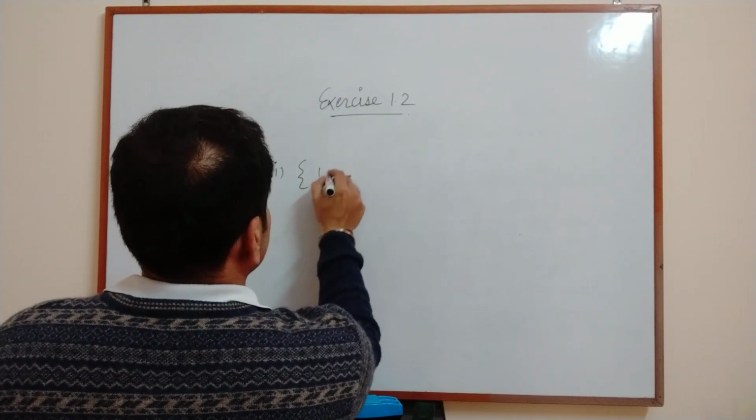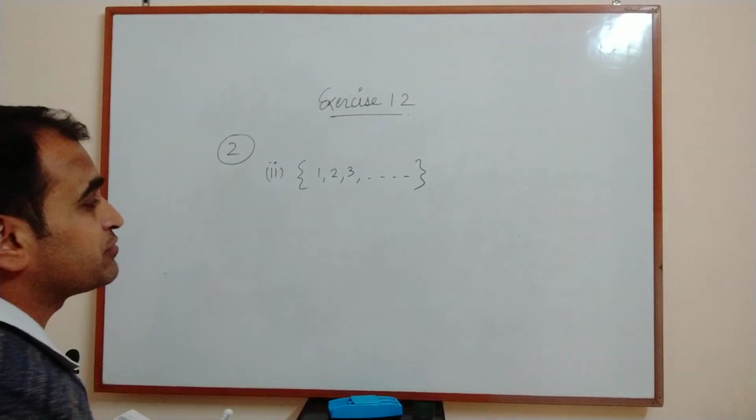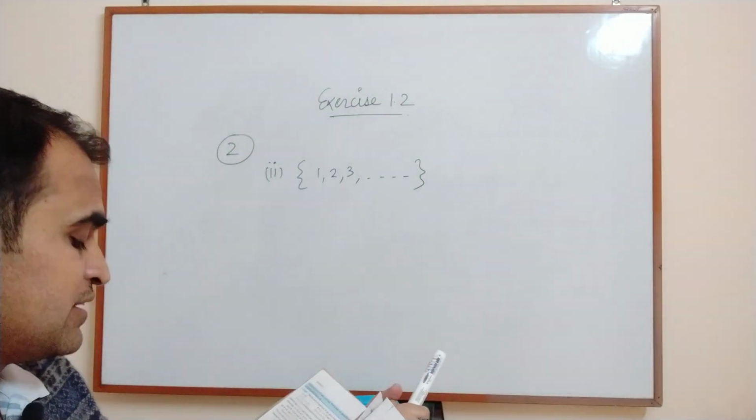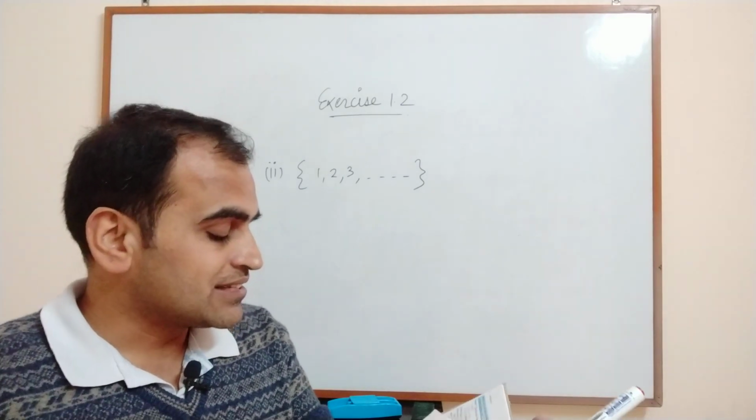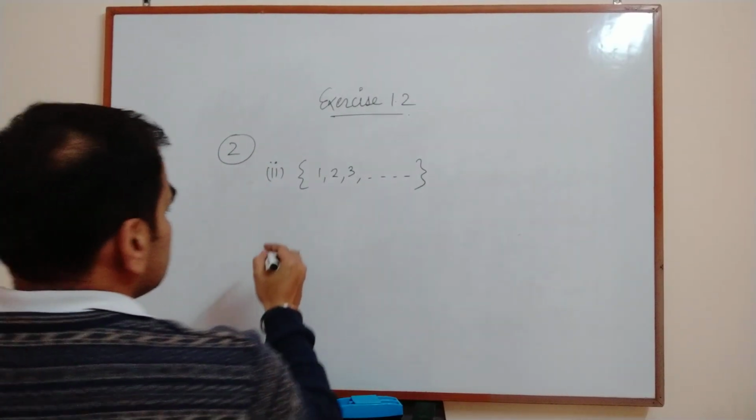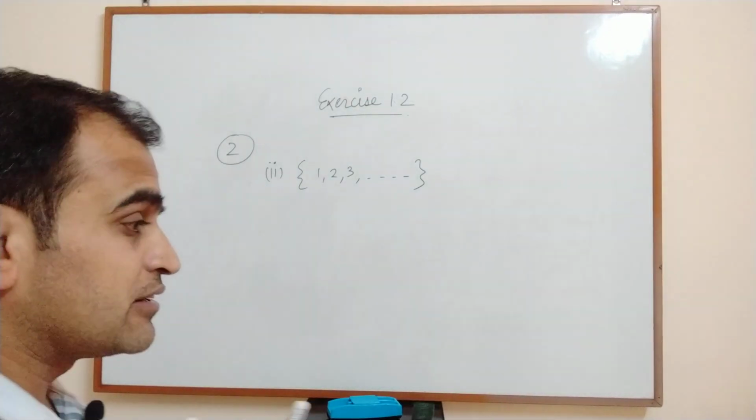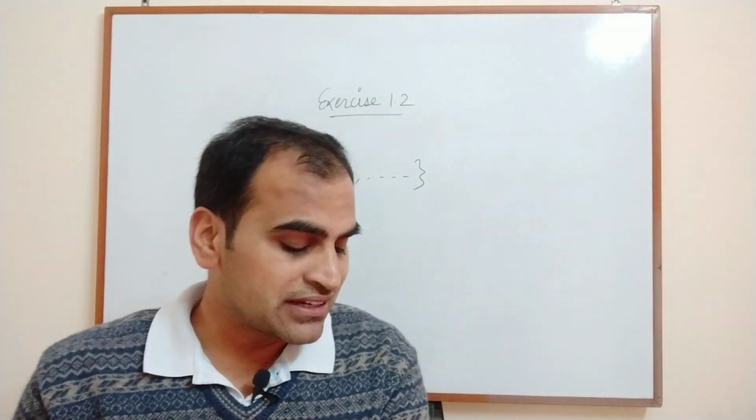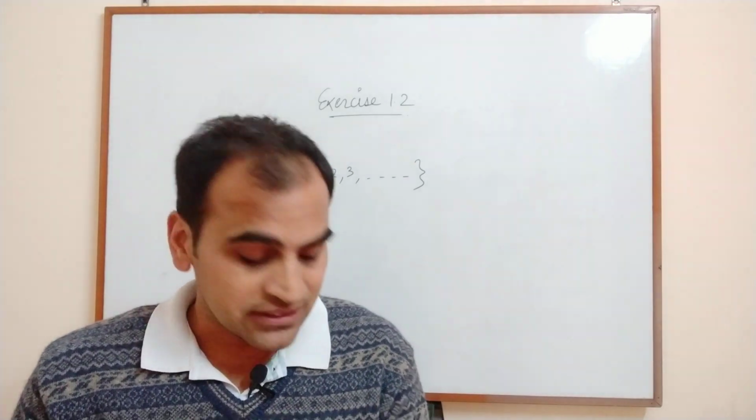In the second, we have a set like this, so it is having an infinite number of elements, that's why it is an infinite set. The third one has the elements 1, 2, 3 up to 100, it is a finite set. The set of positive integers greater than 100 has infinite elements, so it is an infinite set. The set of prime numbers less than 99 is a finite set.